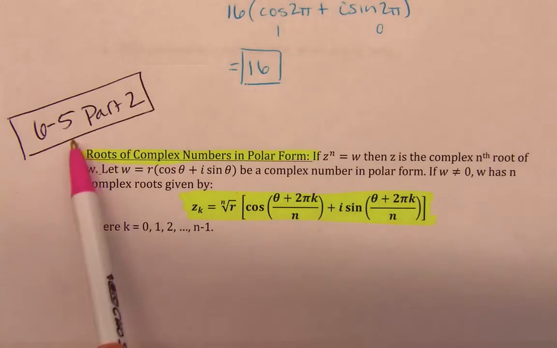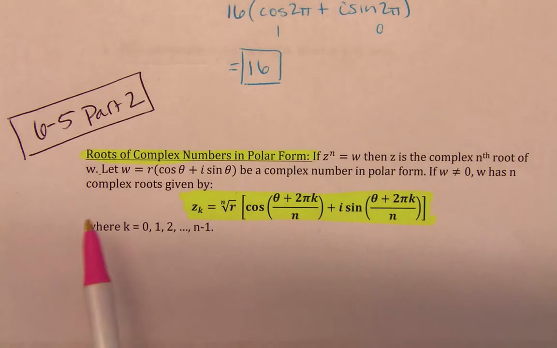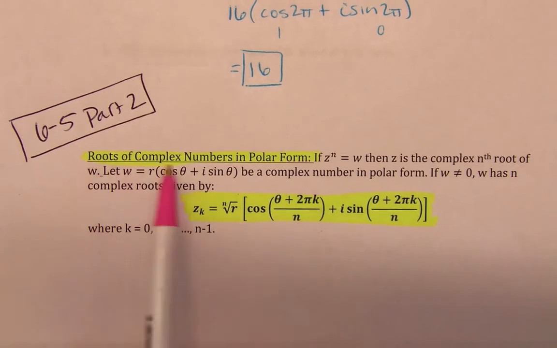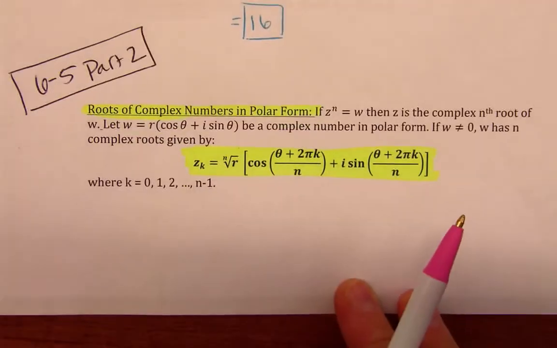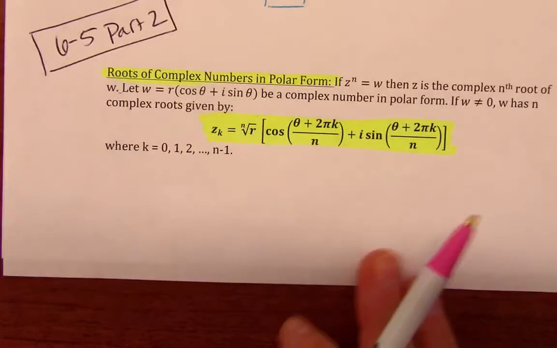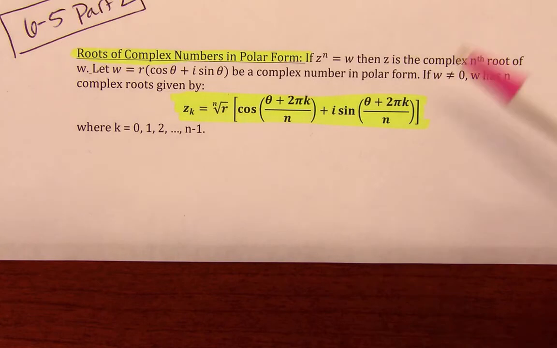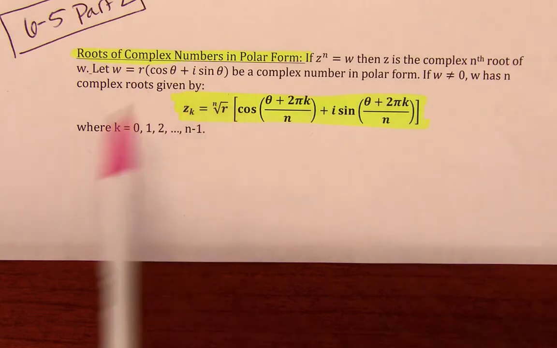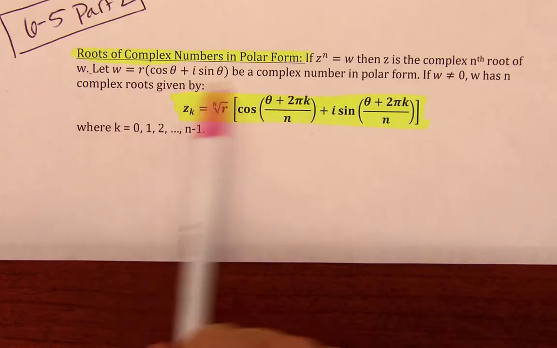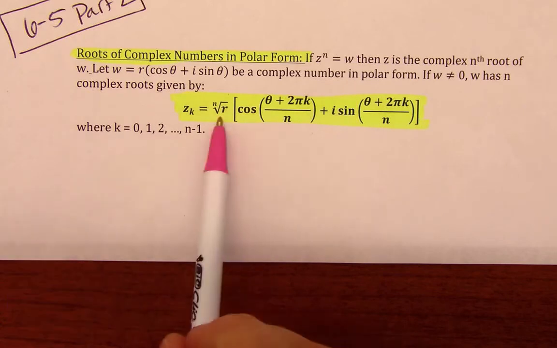Okay, so this is part 2 of the 6-5 video, and now we're going to take a look at taking the root of a complex number in polar form. This is not something that we are able to do with our complex numbers in rectangular form. It has to be in polar form. And that's one of the useful things of polar form, is that it allows us to take the root of a complex number. So if we have a complex number, let's say w, and we're taking the root of it, this is what we'll be doing.